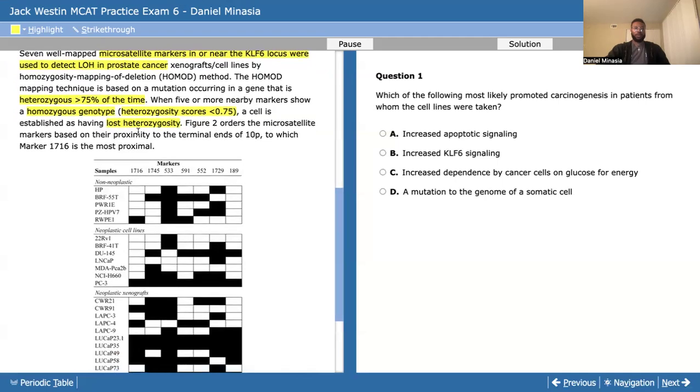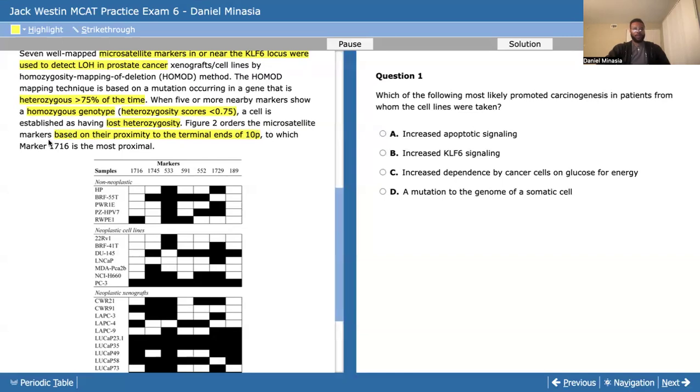Figure 2 orders the microsatellite markers based on proximity to the terminal ends, okay, based on their proximity. So that's what microsatellite markers are. Non-coding pieces of DNA. If you didn't know that, please hit me up. We can go over some cell biology, biochemistry. Well, it's more cell biology than biochemistry. But still very important to know. So non-coding sequences of DNA, and they're usually close to the terminal ends of the chromosome, closer to the telomeres. Again, that's why they're microsatellites.